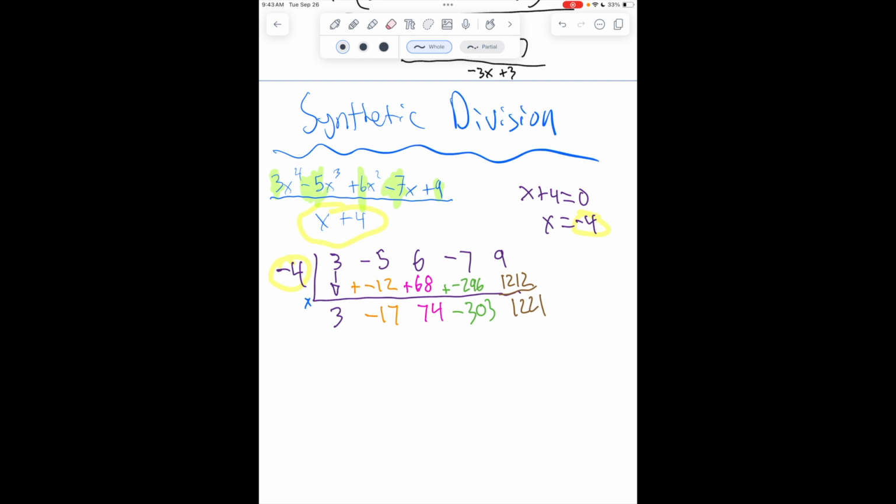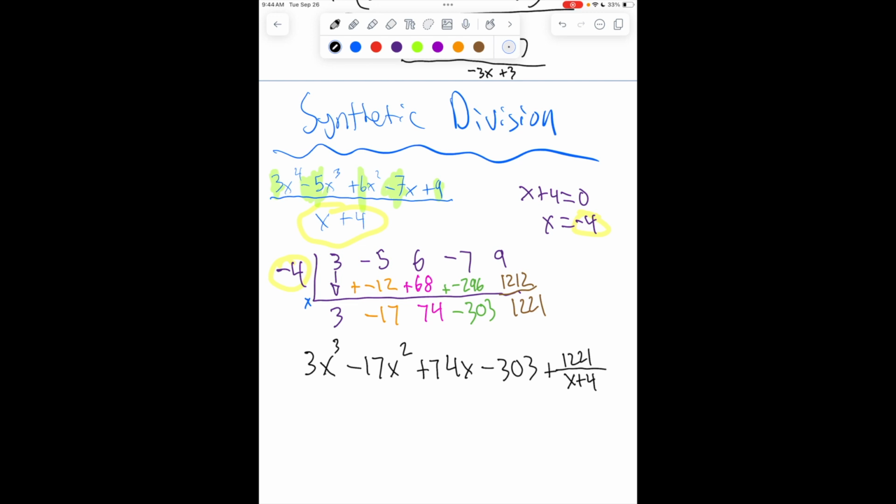Now I have to remember that my answer is going to be 1 degree less than what I started with. I started with the highest degree of x to the 4th, so I'm going to write my answer with the highest degree, 1 less than 4, which is 3. This answer is 3x to the 3rd minus 17x squared plus 74x minus 303. Then my remainder gets put over what I was dividing by, so plus 1,221 over x plus 4. That's my final answer.